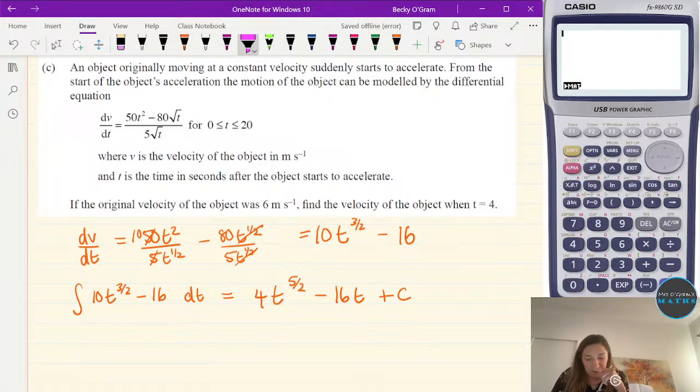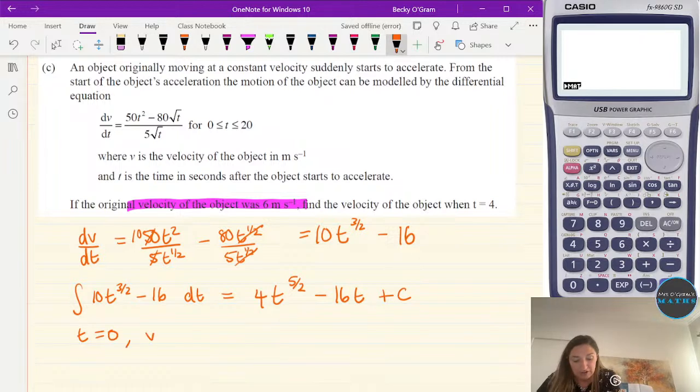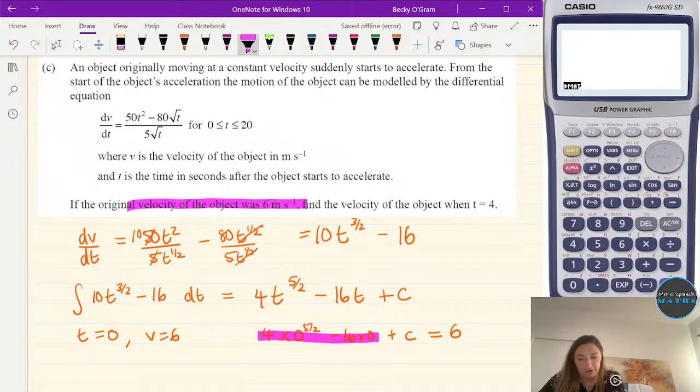Now, let's get some information from the question. We have the original velocity was 6. So when we start at t equals 0, v equals 6. And that's going to help us to work out the c. So 4 times 0 to the 5 over 2, minus 16 times 0, plus c will equal 6. Well, obviously, these bits are going to be 0. So we end up with c equals 6.